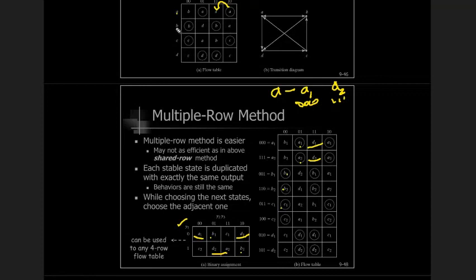And in the second row of the original table, there's a transition from B to D. B1 and D2 are adjacent, and B2 and D1 are adjacent. So here the next state will be D2 for B1 and the next state for B2 will be D1. In this manner I fill all the cells. So this method is much easier, but it is not as efficient as the shared row method. So this can be used for any 4-row flow table. That's it for this video. Thank you for watching.